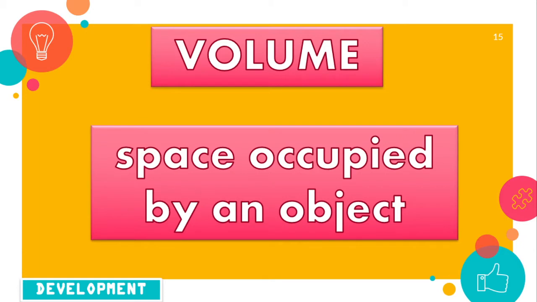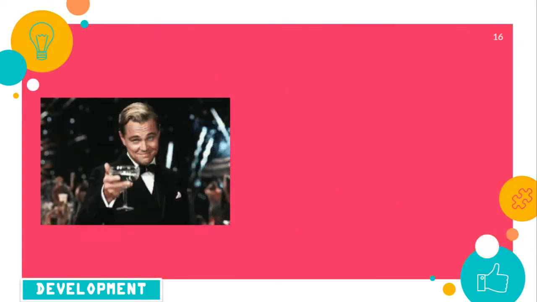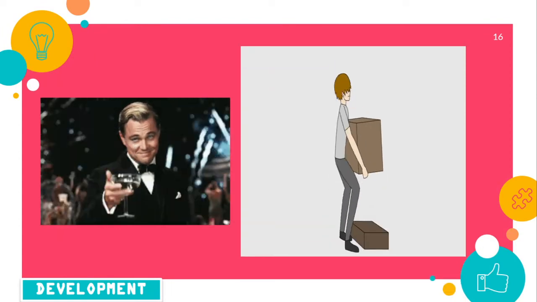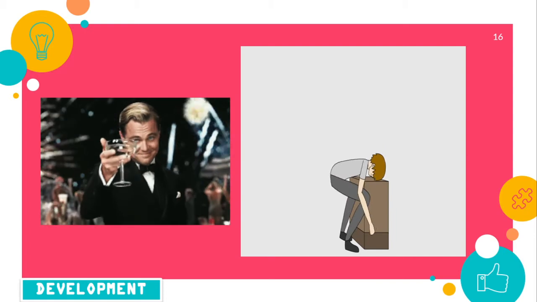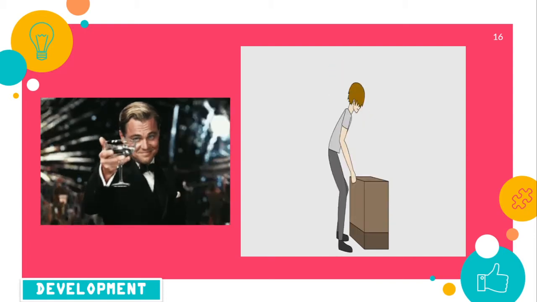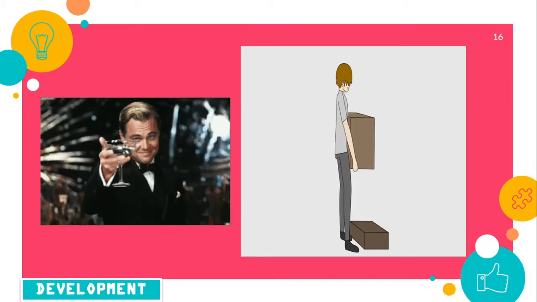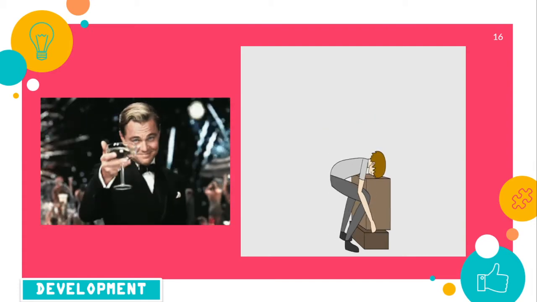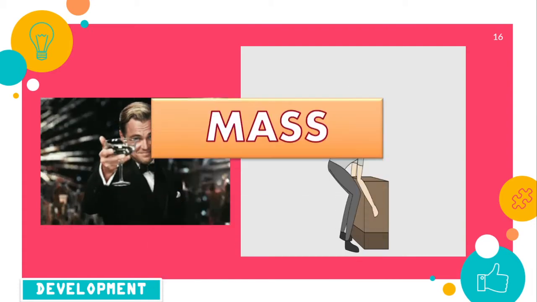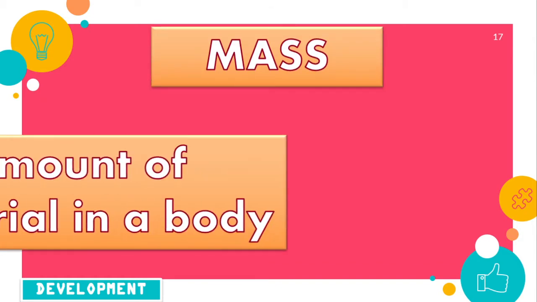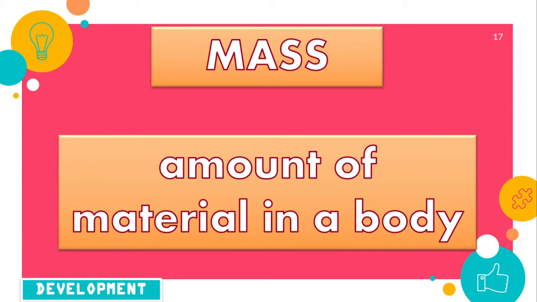Now, let's try this. Try lifting a glass, then lifting a box. Which is heavier? That is right. The box is heavier. But why? This is because the box contains more mass. But what is mass? Mass is the amount of material in a body, and matter has mass.